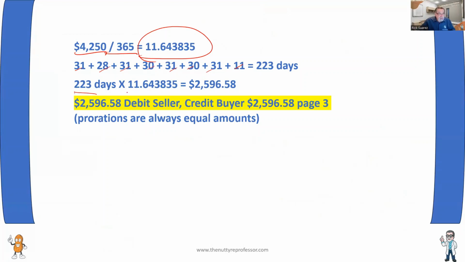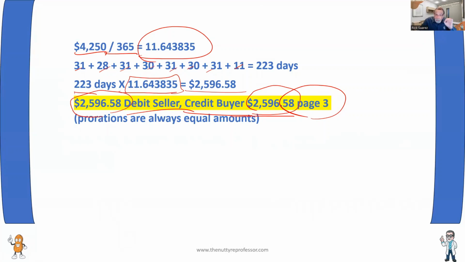Here's the 223 times the big long number, which is 2596.58. And it's going to be 2596.58. You're going to debit the seller, credit the buyer the same amount, and it's page 3. Notice how this guy and this guy have to match to the penny. Now, keep an eye on that, because you're going to take a broker's test.